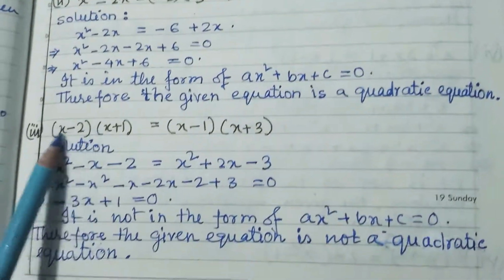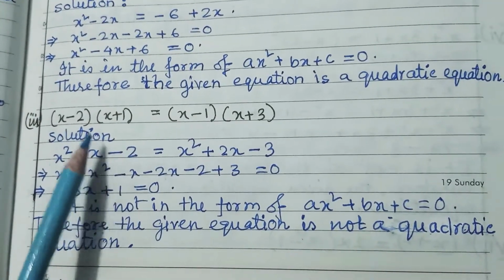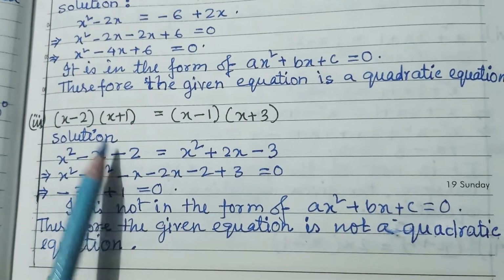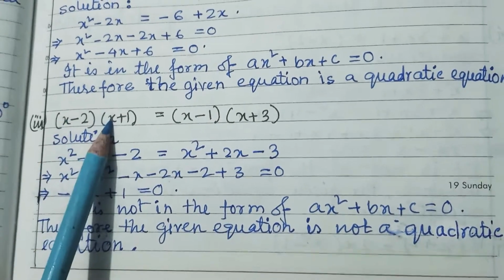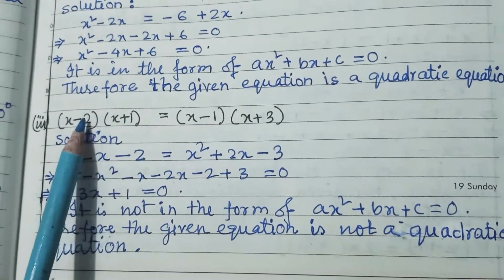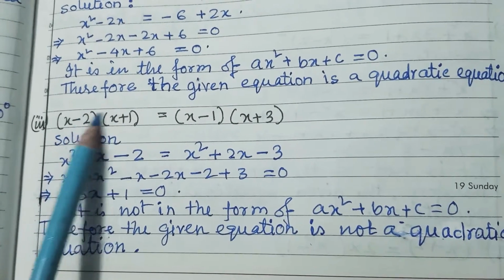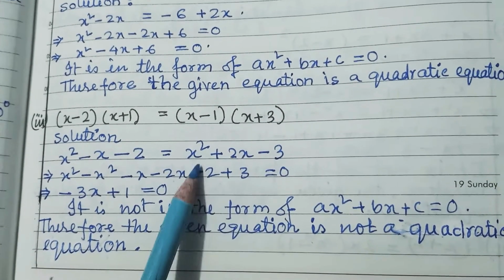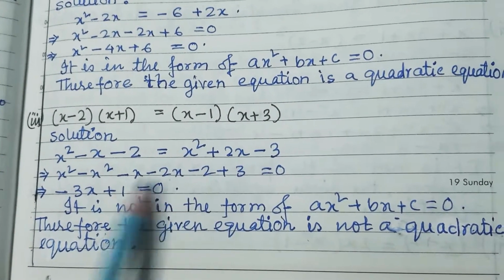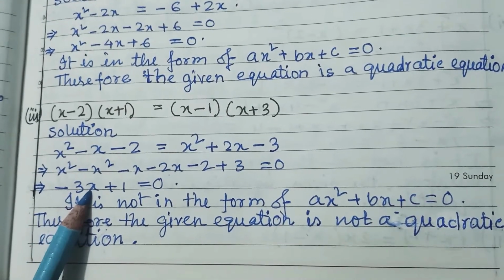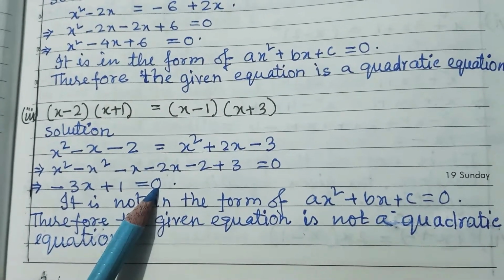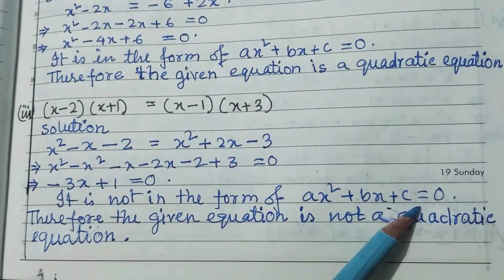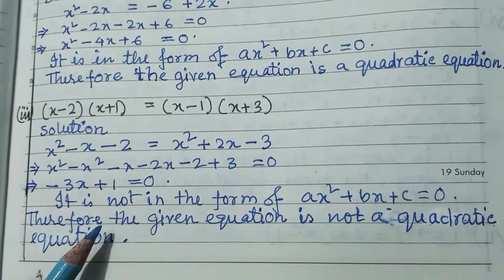Next, again the left hand side you have to multiply. Already you know the identity x plus a and x plus b, you can write this, or directly you can multiply it: x into x square plus x minus 2x minus 2. And the right hand side also you have to multiply in the same way. Now you solve it, it is coming minus 3x plus 1 is equal to 0. So it is not in the form of ax square plus bx plus c equal to 0. So it is not a quadratic equation.